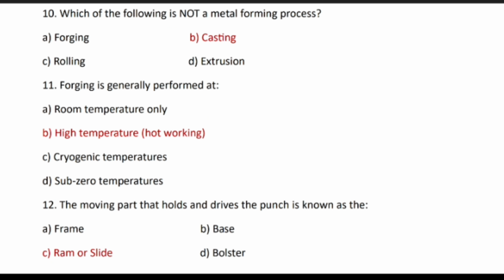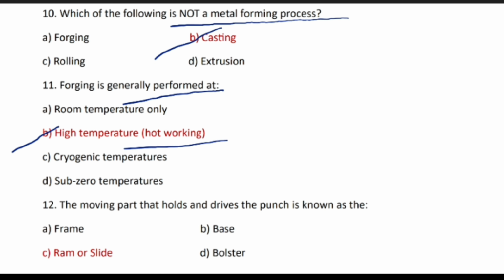Next, which of the following is not a metal forming process? That is option B, casting. Forging is generally performed at option B, high temperature, nothing but hot working. The moving part that holds and drives the punch is known as the ram or slide.